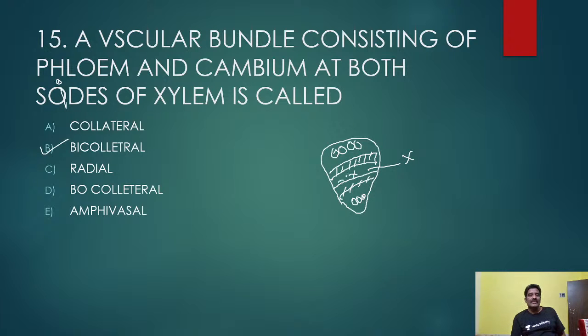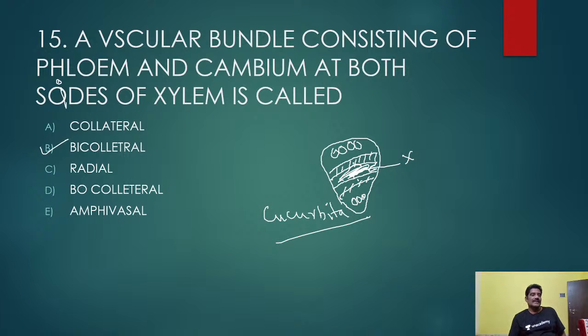This is the xylem. On either side of the xylem, what is there? Phloem is present. Outer cambium is also present. Outer cambium, this is inner cambium. This type of vascular bundle is called bicollateral vascular bundle, which is generally seen in Cucurbita species.